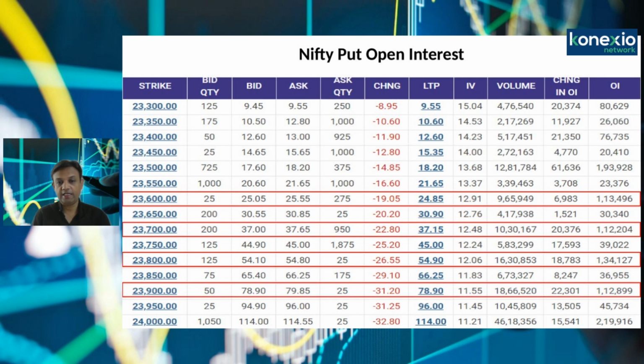Looking at this particular data, implied volatility is between 11.55 and 12.91. It is slightly higher. There has been a rise in the open interest, rise in the volumes, but there is no shedding at all in this particular open interest or change in the open interest.